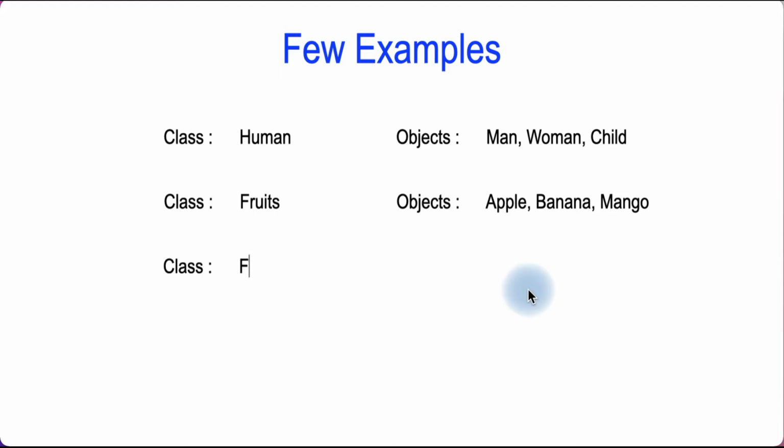We will take one more class, Food. In this class, we are adding some objects like pizza, burger and rice. In the real world, there are many other subjects that have similar properties, which we call a class.